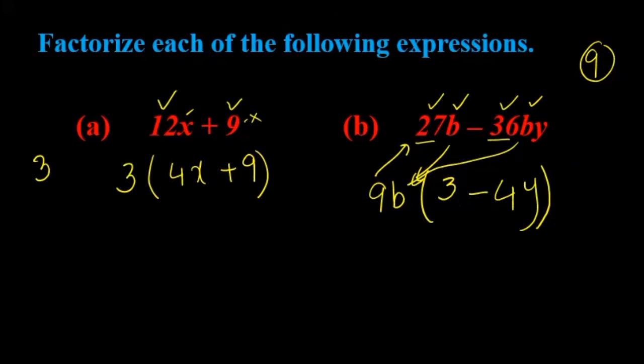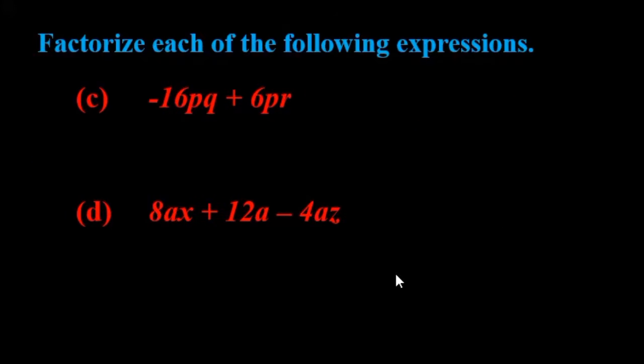Clear? Okay. Factorize each of the following expressions. Again the same thing. Now what are the common factors of 16 and 6? The common factor is 2. The highest common factor is 2. And what are the variables common there? P. It means 2p is taken as common.